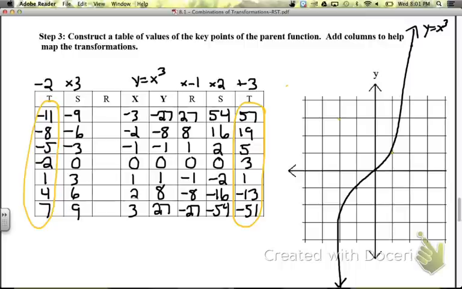So you notice here that this has got a little bit wider and also stretched. So this is our transform function, y equals negative 2 times a third x plus 2 all cubed plus 3.